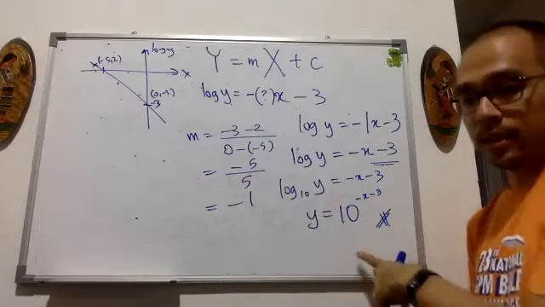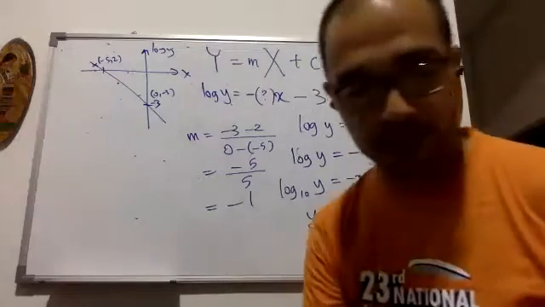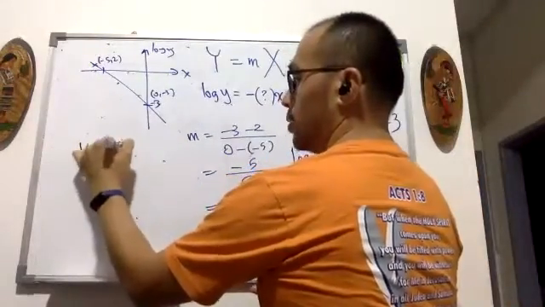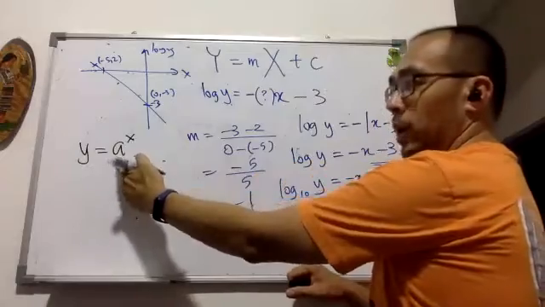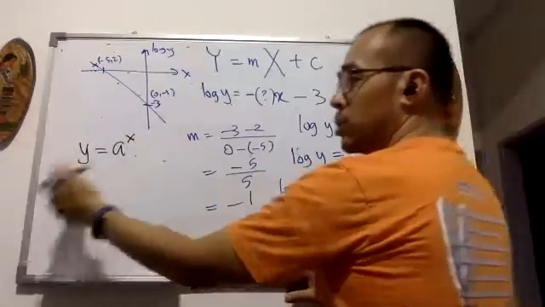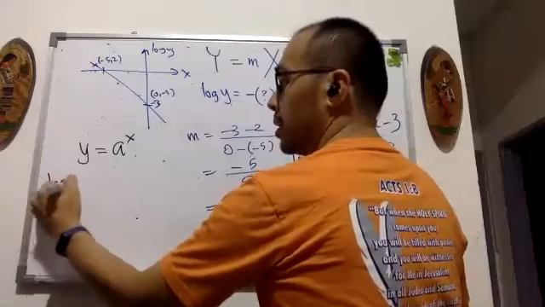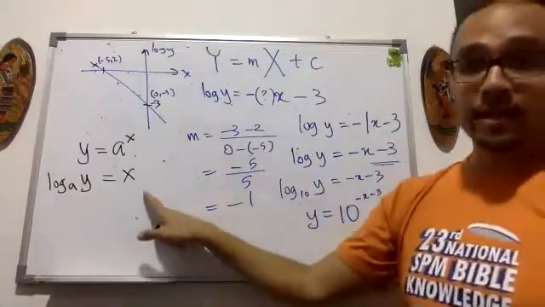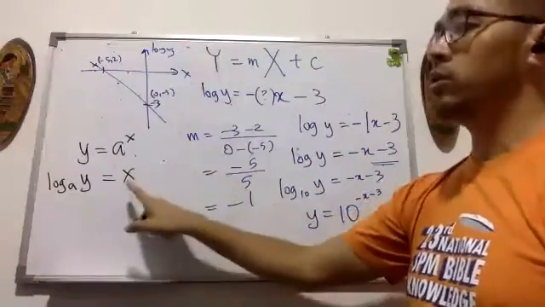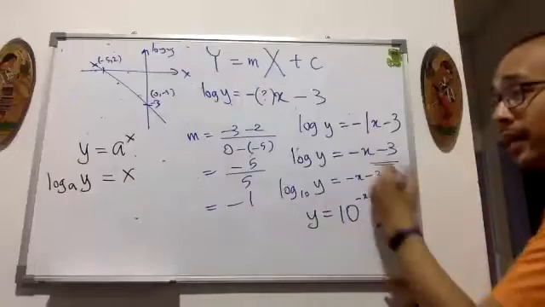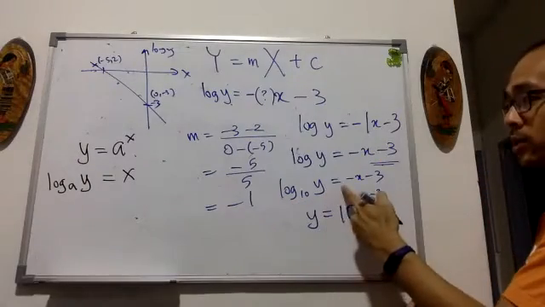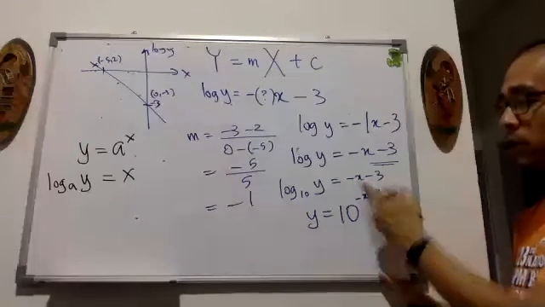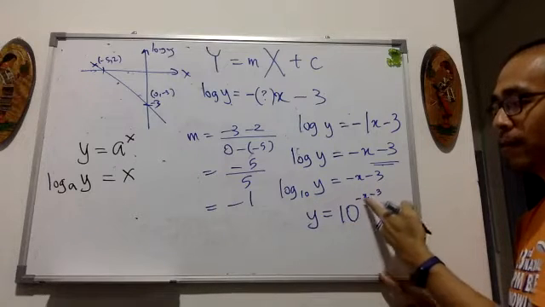Something that we learned last year. Let's go to a recap session. If I have y equals a to the power of x, remember a is the base, x is the index. So if I change this into log, this will be log a of y equals x. A is the base. This is something that we learned last year at the end of the year, changing my index form to log form. So in this case, this is log a y equals this whole thing over here, x, the power. So if I bring the base up here, it will be 10 to the power of -x minus 3.